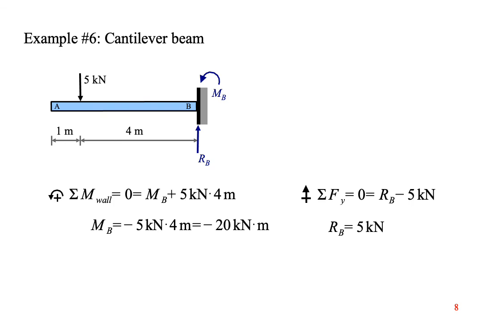When we do the math, we find that the result is a negative number. This means that the actual moment at the wall goes the other way. It's actually clockwise. There are several fully worked out examples in the book that show you how to calculate beam reactions.